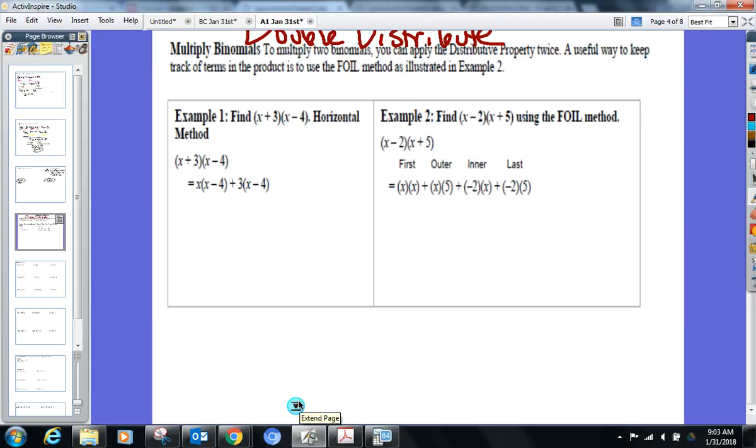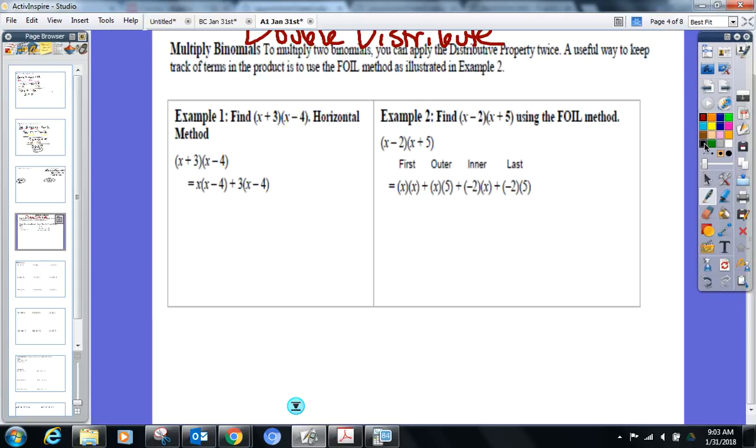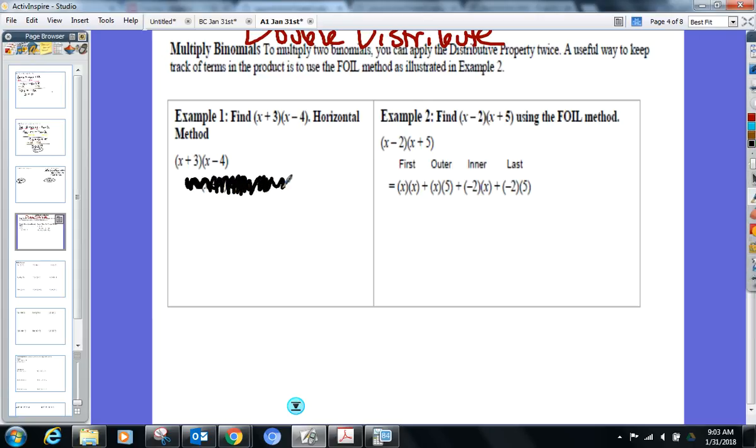So what I want you to do here first, x plus 3 and x minus 4, do me a favor so you're not focused on this part right here. Get that crud out of there. That's not how we're going to roll in here with the horizontal method. We're going to do double distribute.